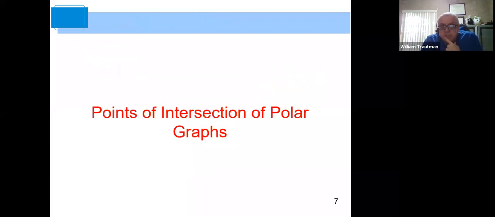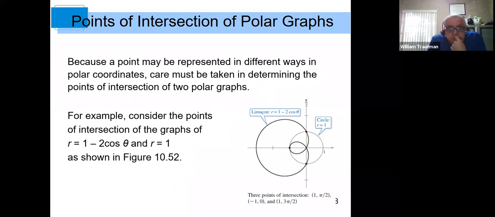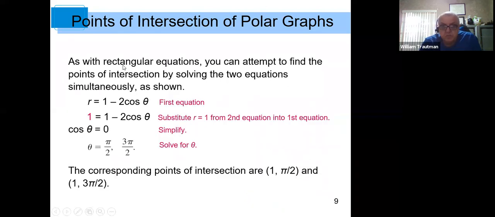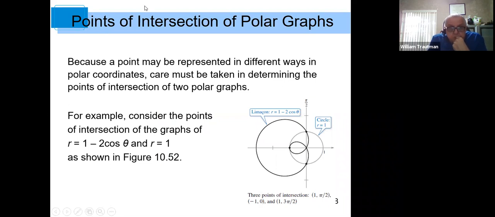All right. Points of intersection. If we have this function, r equals 1 minus 2 cosine theta, and a second function, r equals 1, which is just a circle, we want to find these points of intersection. Going back, just to show you, r equals this, and it also says r equals 1, so why not just substitute this r equals 1 into there and make that a 1? And that's what we do on the next slide.